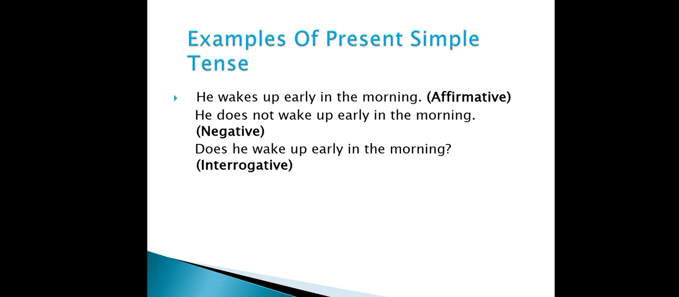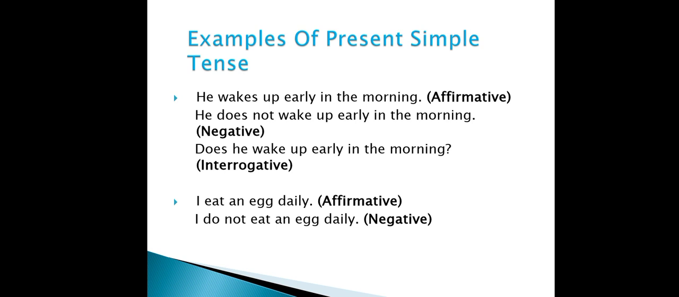The second example is also given. I eat an egg daily. What will be the negative sentence? Pause the video and think for a while. Yes, I do not eat an egg daily. Correct. According to the subject I, we have to add do not and then the first form of the verb and then our object. Think of the interrogative sentence. Correct. Do will come in front. Do I eat an egg daily? It's an interrogative sentence.